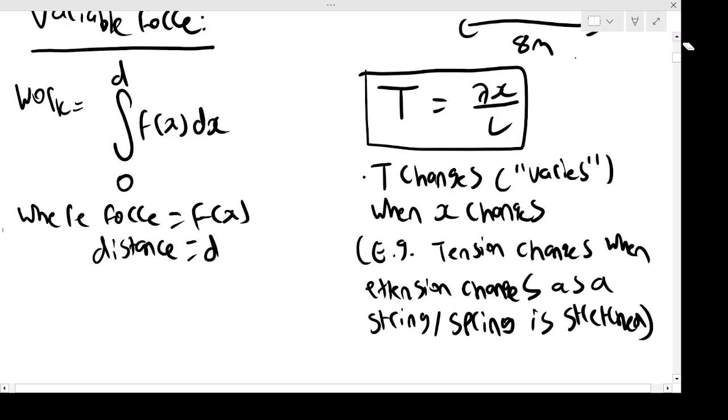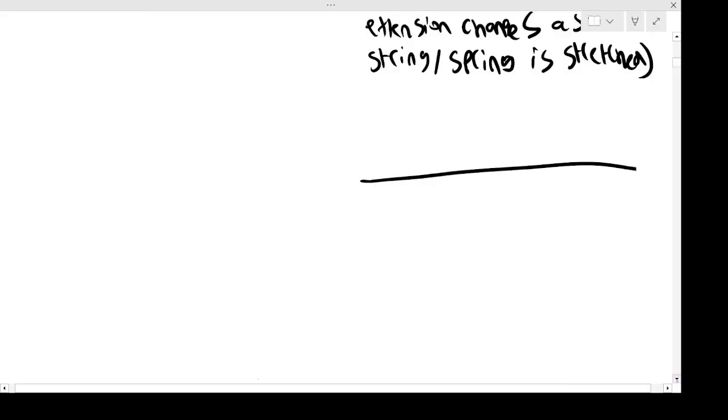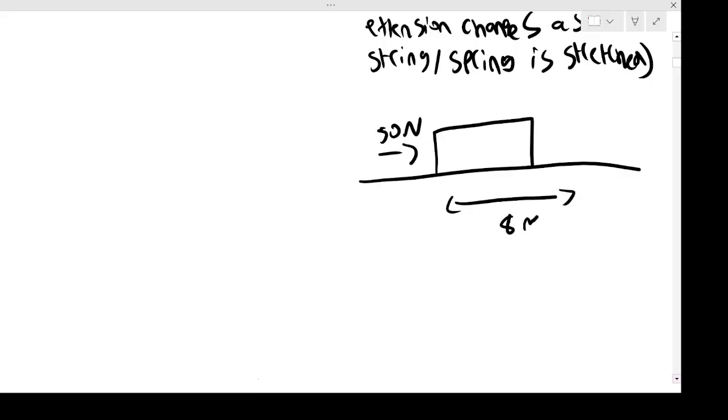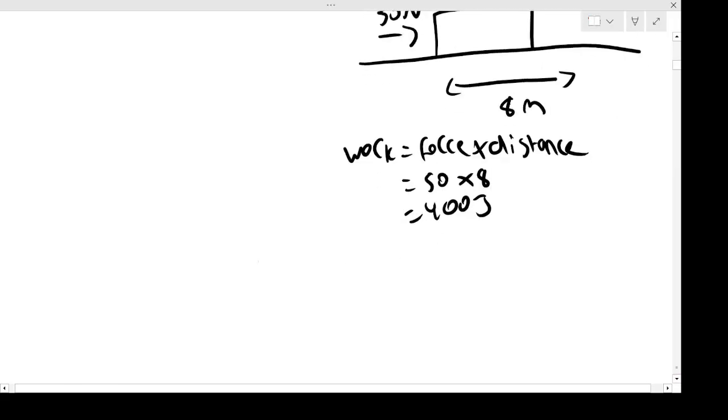Okay, to fully demonstrate this, let's stick with this example, okay? So again, let's say we have 50 newtons pushing this thing forward, and the distance it moves is 8 meters, right? Now, it's a constant force, so we could say that work is force times distance. And so the force is 50 times distance 8, which is 400. That's great. But we can also work it out using the integral.